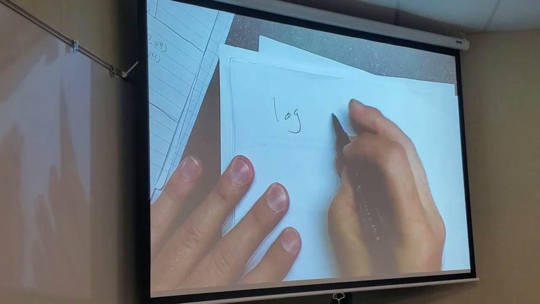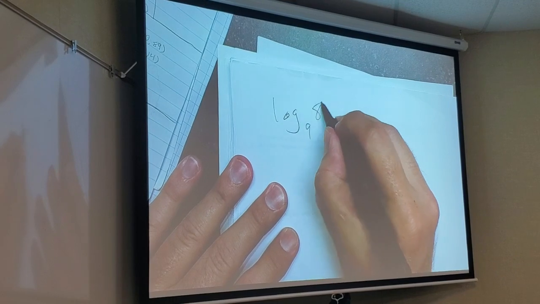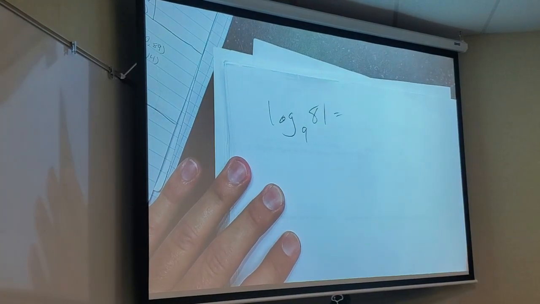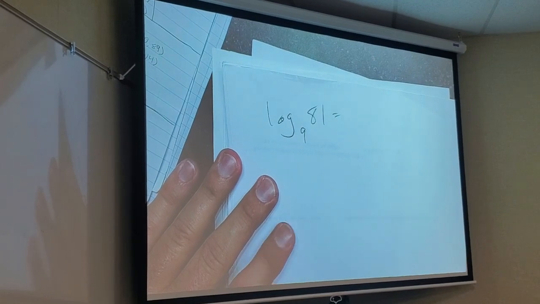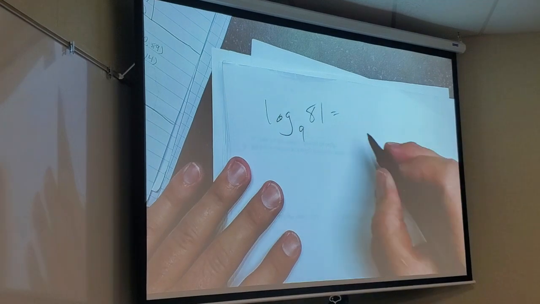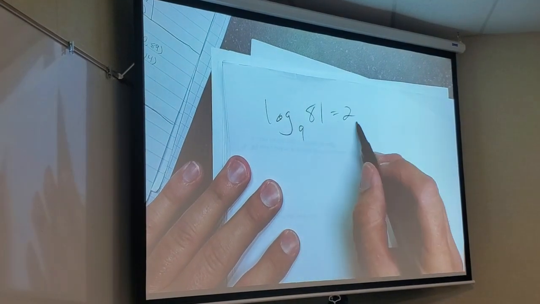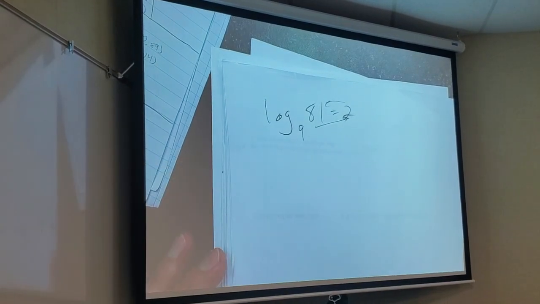So what about log base 9 of 81? Again, what do you ask yourself? Why is it 2? Because that's what 9 needs to become 81. 9 squared is 81. Or because it needs 2 9's to multiply by 81.